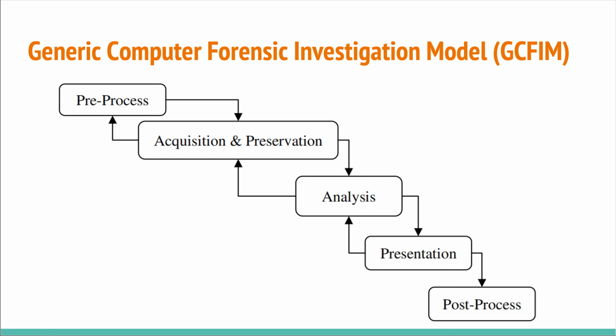All the investigation models presented have their differences. However, there are 5 key groups that have been identified where all phases of previously discussed models can be placed in. So there is a generic forensic investigation model that encompasses the phases of all the models, which is the pre-process, acquisition and preservation, analysis, presentation, and post-process. As you can see, to represent all the previous models, they can move sequentially and also go back to previous phases.